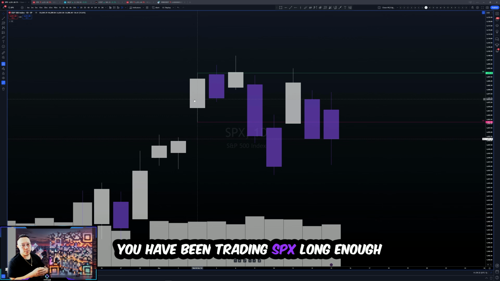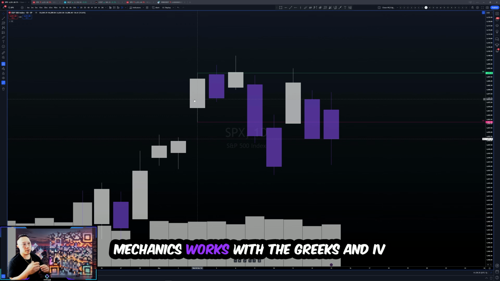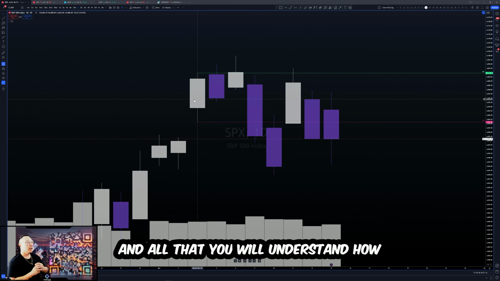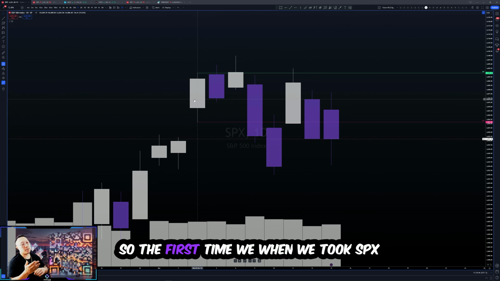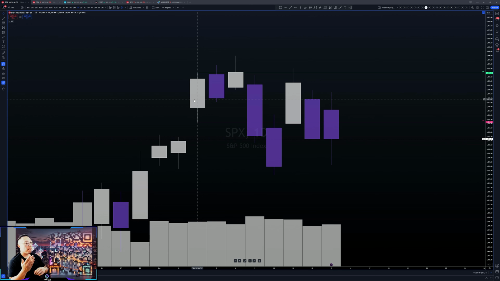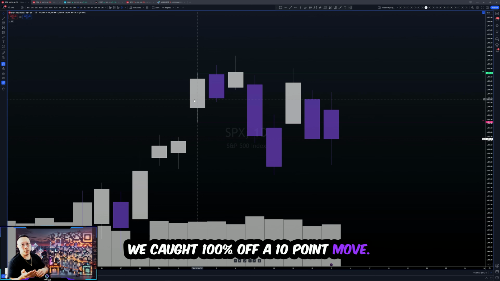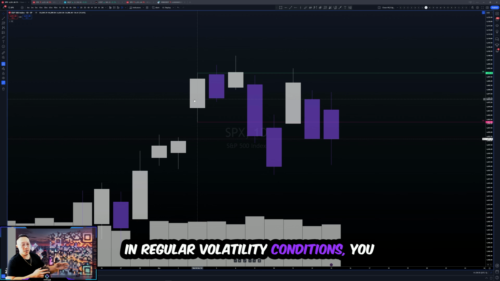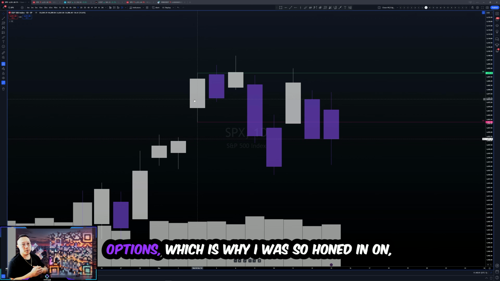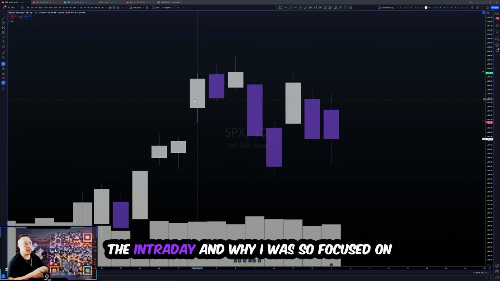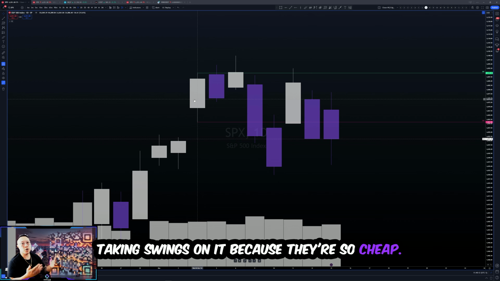And if you have been trading SPX long enough and you understand how the option mechanics works with the Greeks and IV and all of that, you will understand how many multi-baggers you can capitalize on with SPX from such a minimal move. So the first time when we took SPX, we caught 100% off a 10-point move. In regular volatility conditions, you would need about 20, 30 points to see 100% on your returns for options. Which is why I was so honed in on focusing on taking puts throughout the intraday. And why I was so focused on taking swings on it, because they're so cheap.